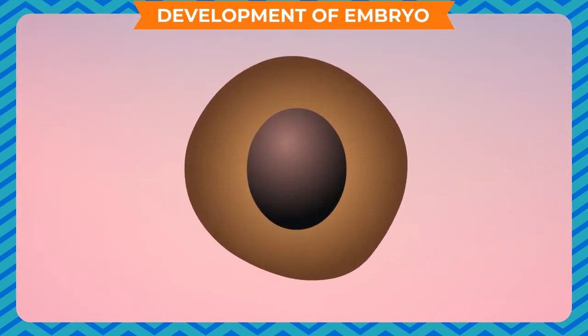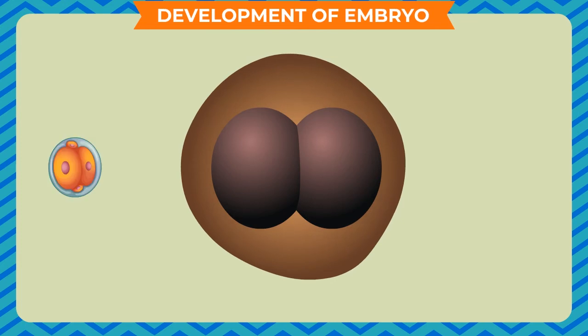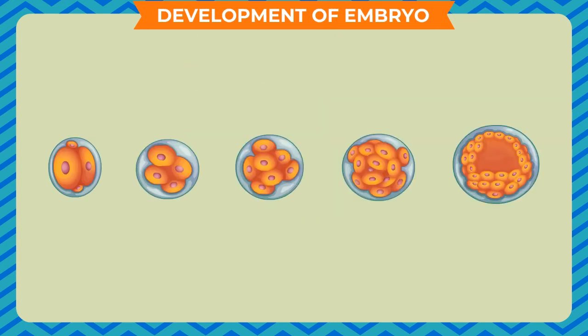Fertilization results in the formation of zygote, which begins to develop into an embryo. The zygote divides repeatedly and begins to form a group of cells that develop into different tissues and organs of the body. This developing structure is known as embryo.